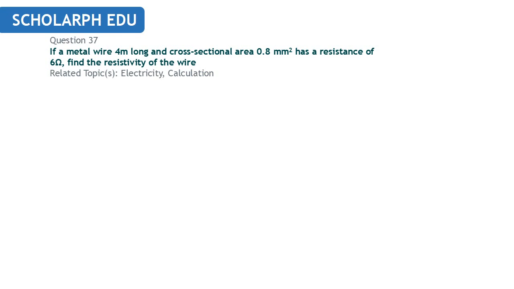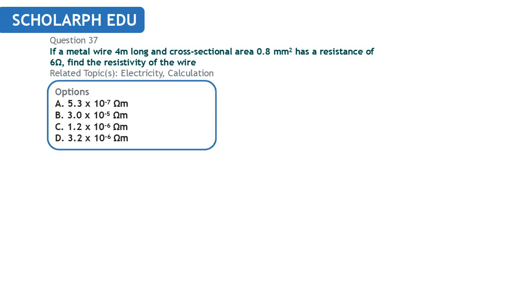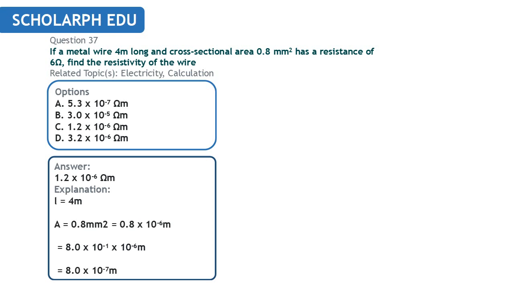Next on electricity, if a wire 4 meter long and cross-sectional area 0.8 millimeter square has a resistance of 6 ohm, find the resistivity of the wire. Okay, so the length here is given as 4 meter, the length of the wire. The cross-sectional area of the wire is 0.8 millimeter square.